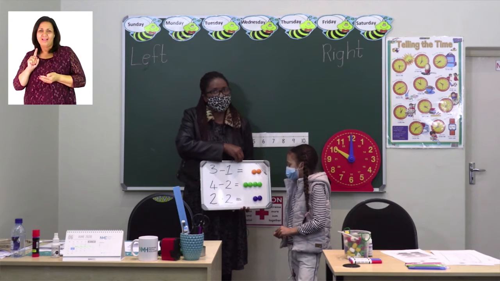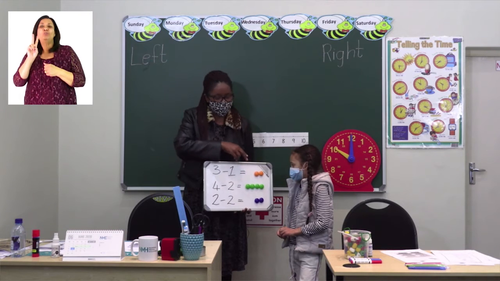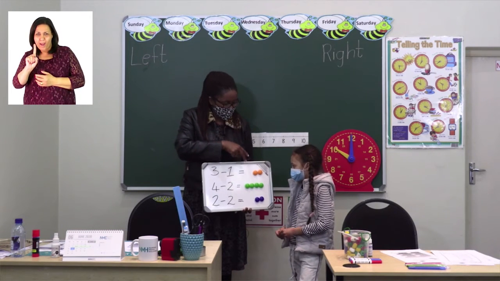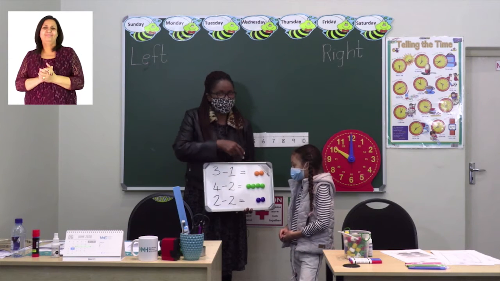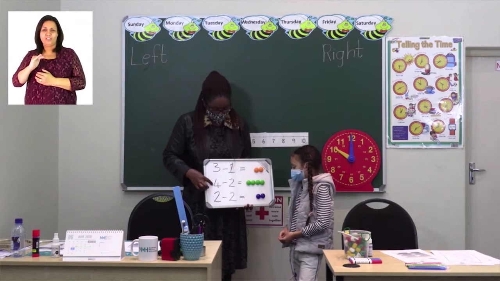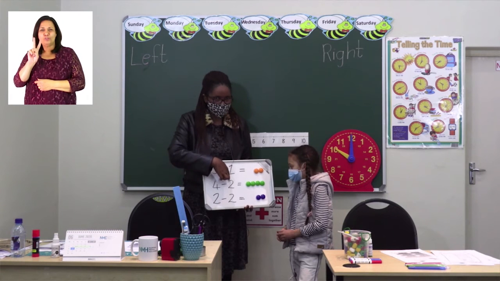Well done. And how many are left? 2. So 3 minus 1 equals 2. Well done, my friend. Let's look at the next sum. It says 4 minus 2.